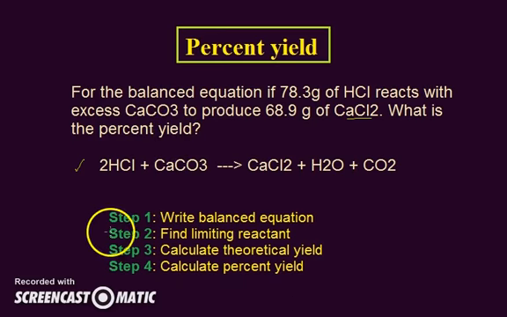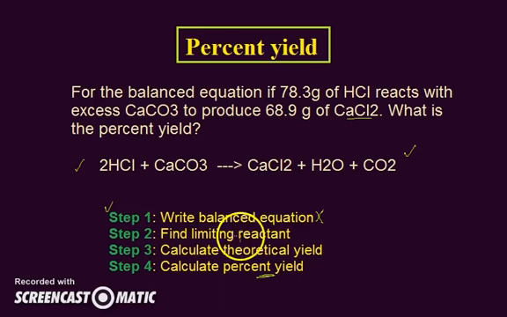Well, these are the four simple steps we follow to calculate percent yield. Let's begin with the first step. It says to write the balanced chemical equation. We have already been given the balanced chemical equation in the problem, so there is no need to do the first step. Now we cross the first step and move on to the second step.